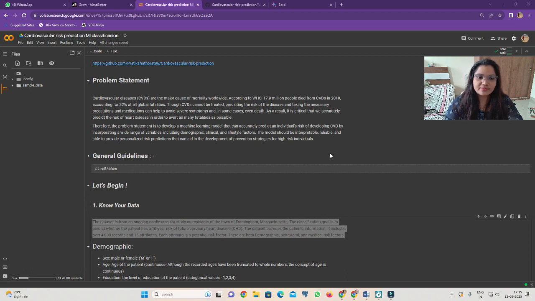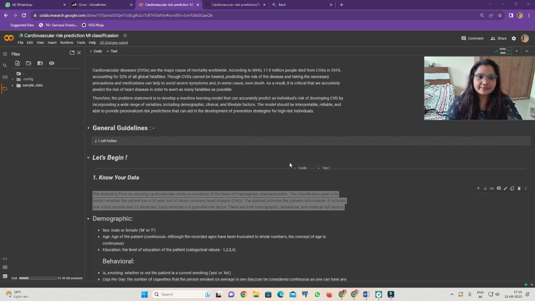Therefore, the problem statement is to develop a machine learning model that can accurately predict individuals' risk of developing CVD by incorporating a wide range of variables including demographic, clinical and lifestyle factors. The model should be interpretable, reliable and able to provide personalized risk predictions that can aid in the development of prevention strategies for higher risk individuals.